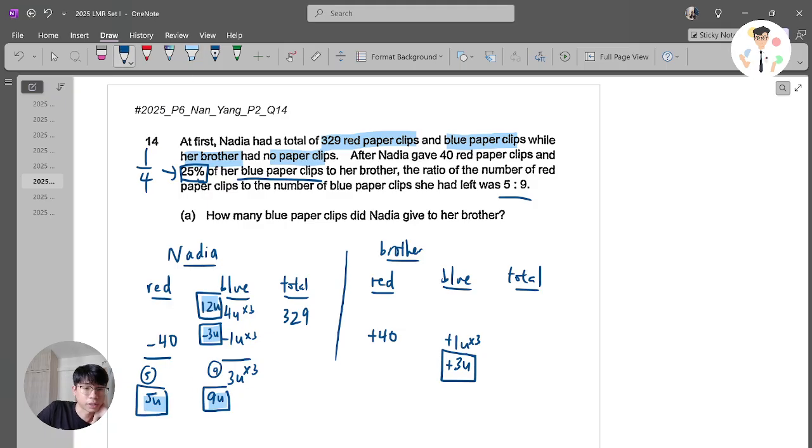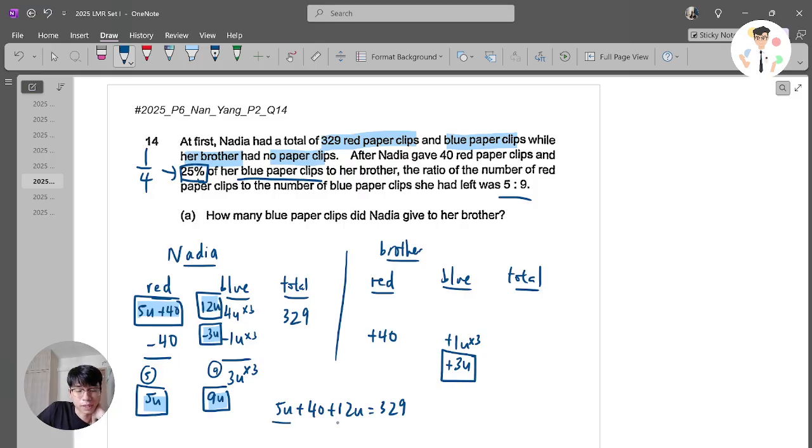And of course, if I have 5 units here, I know what is before, right? After minus 40, I get 5. Means that I first have 5 units plus 40. This is what I have at first. And now I can see very clearly 5 units plus 40 plus 12 units gives me what? 329. So 5 units plus 40 plus 12 units gives me 329.